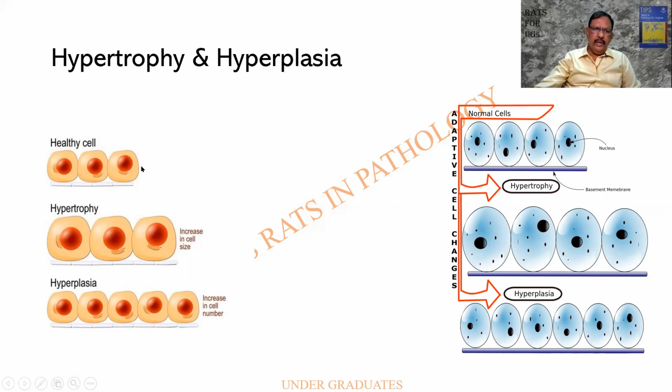Look at this over here. So this is supposed to be a normal healthy cell. It undergoes an enlargement which is called hypertrophy. Or there is an increase in the number. Count the nuclei alone. You find that there is a hyperplasia.